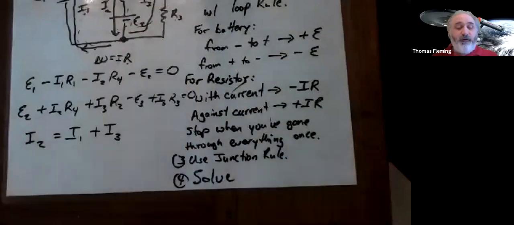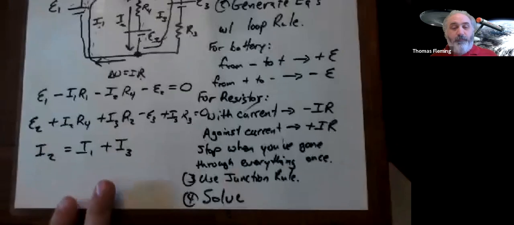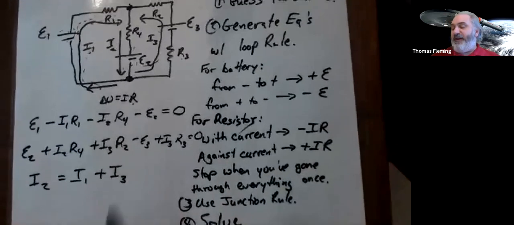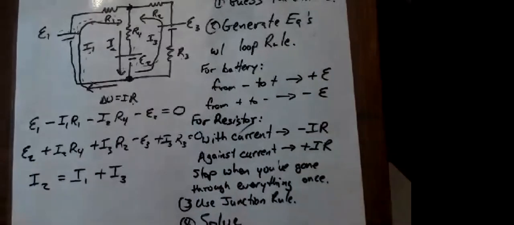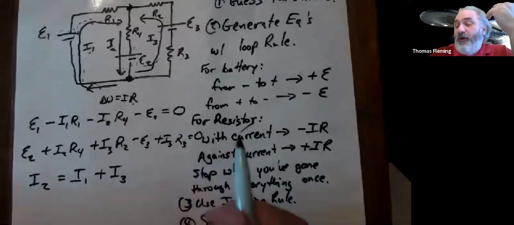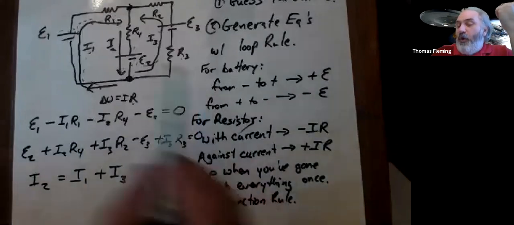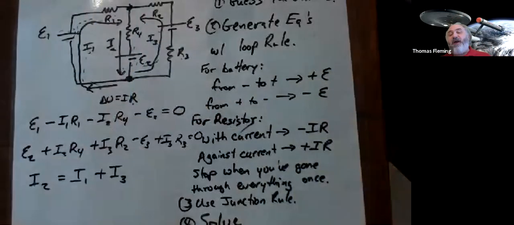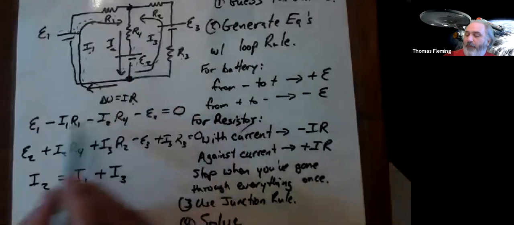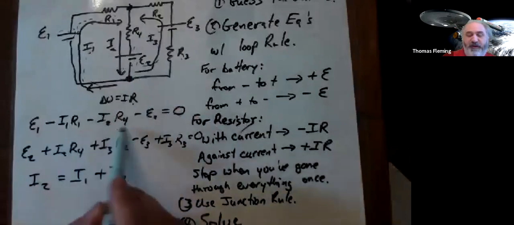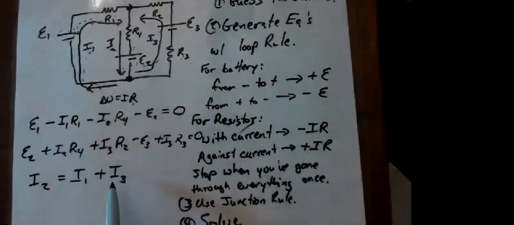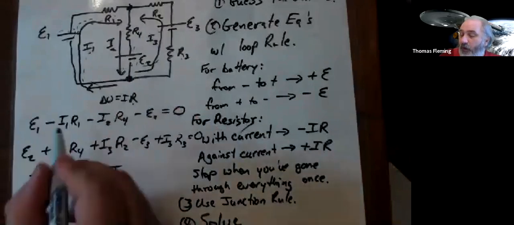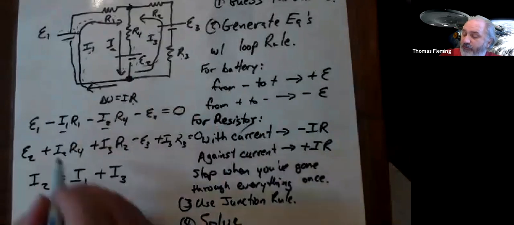Now, just to make things clear, I didn't actually specify any numbers. But let's assume that for this circuit, I know all the EMFs. So EMF 1, EMF 2, EMF 3, those are just some kind of numbers. And R1, R2, R3, R4, those are numbers. I know all those numbers. So even though this looks complicated, most of these are just numbers I'm going to fill in here in a minute. The unknowns, the variables, are the currents.